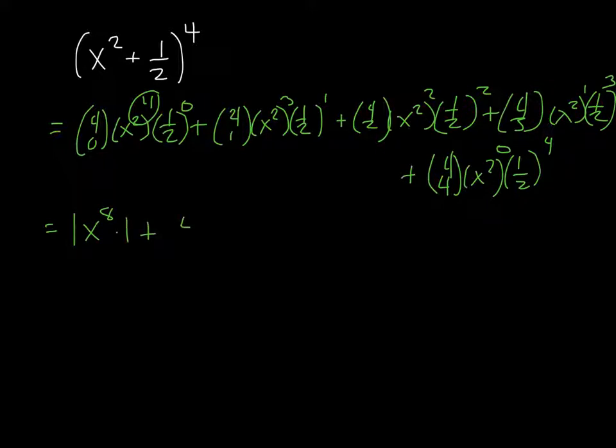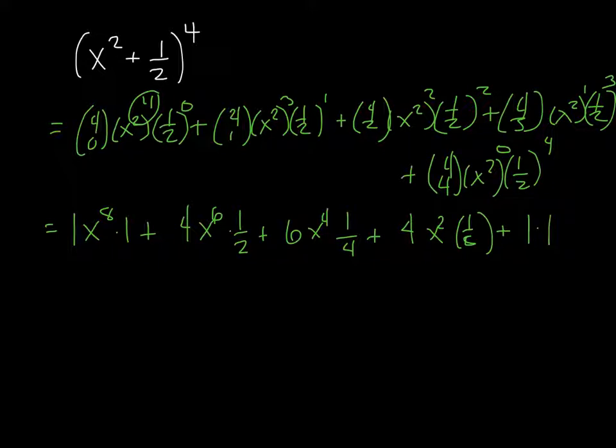4 choose 1 is 4, and then we'll have x to the 6th times 1/2. 4 choose 2 is 6, x to the 4th, and then I'll get 1/4. 4 choose 3 is 4, x squared, and then I get 1/8. And 4 choose 4 is 1, x to the 0 is 1, and then we get 1/16. And then we start simplifying.